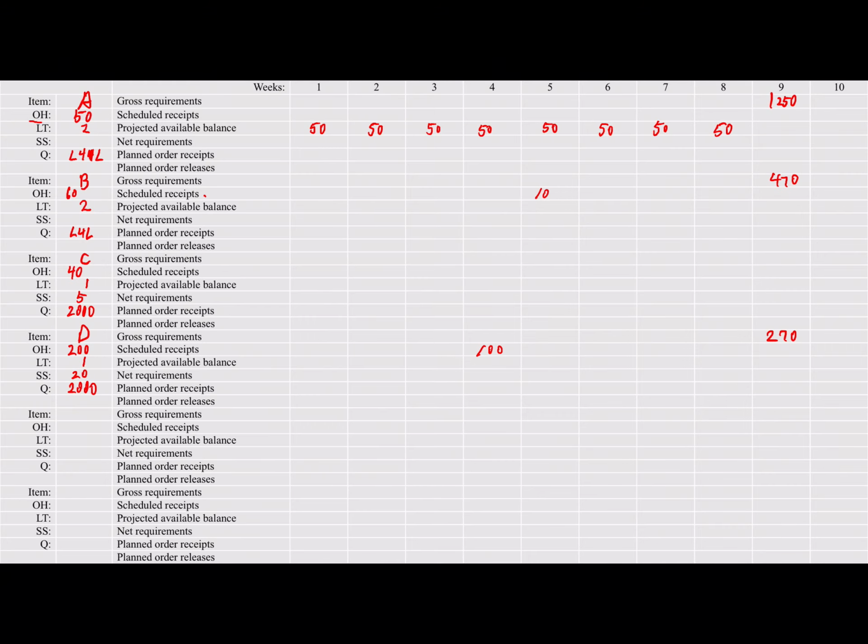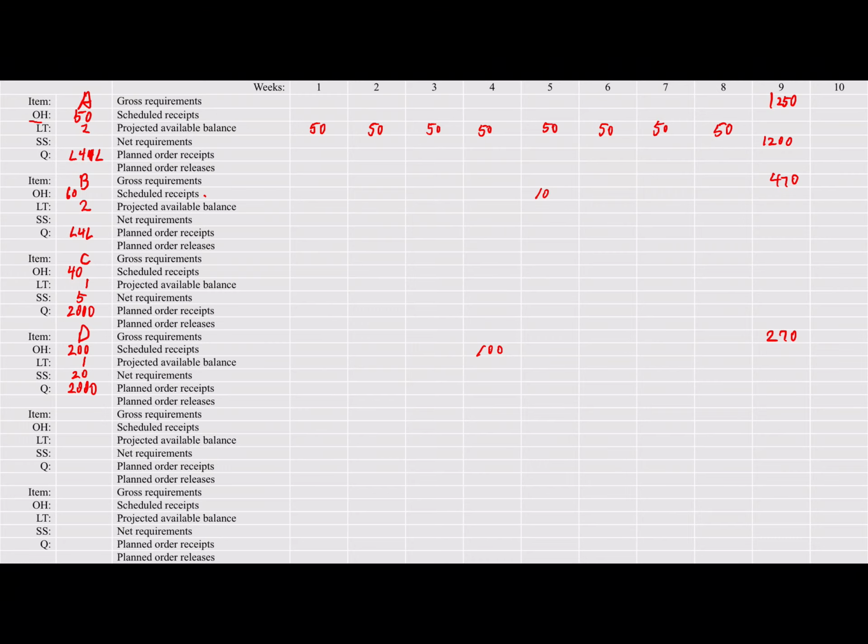At the end of week 8 or at the beginning of week 9, I only have 50 units because this is what we have, right? But the requirement in week 9 is 1250. Means in week 9 I need to fill the requirement of 1250 units, but I only have 50. Okay, I'm short of 1200. So the short of 1200 means that's the net requirement. That's why I write 1200 here. Means I'm short of 1200.